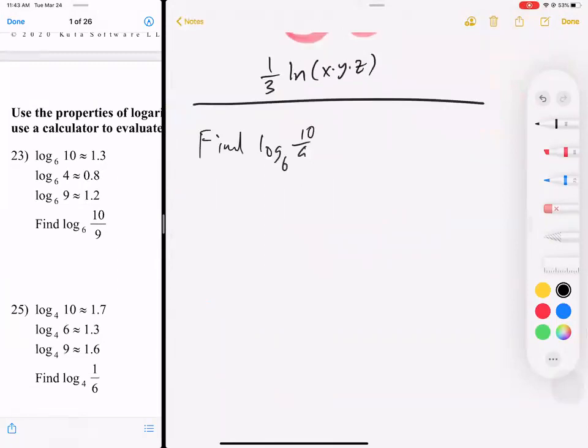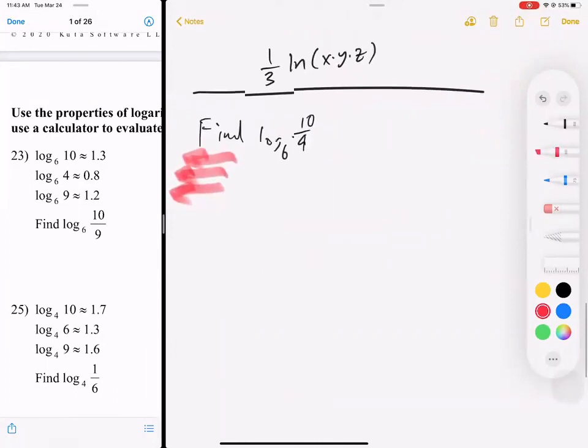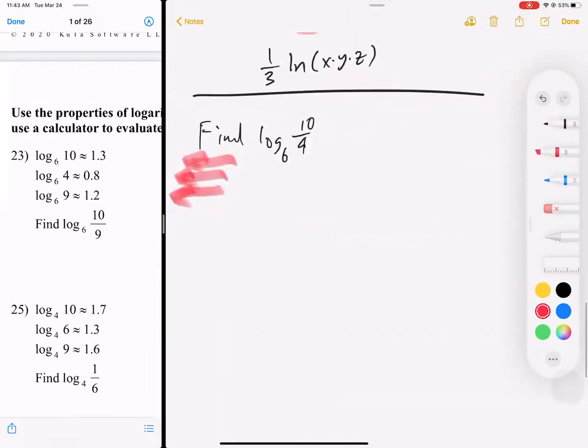Sure, you could do that on a calculator. But if you're not allowed a calculator, you have to rewrite this log in a way that you can use our previous values. See, there's all these values here. Use these previous values. You see those values?